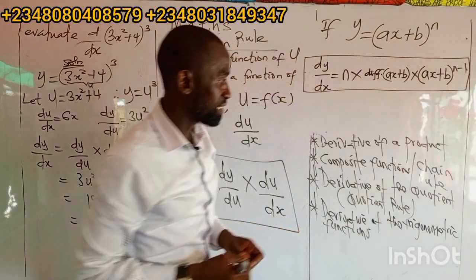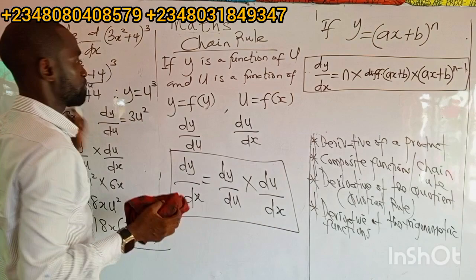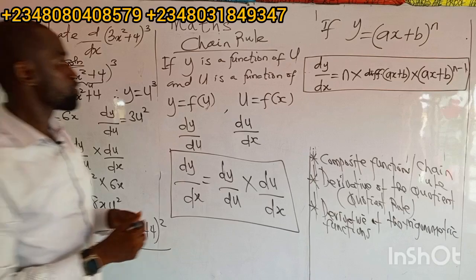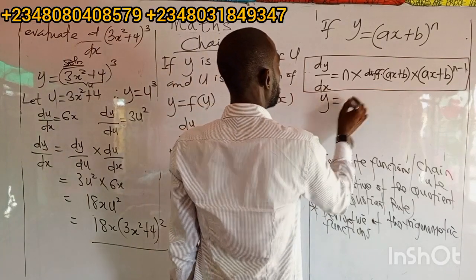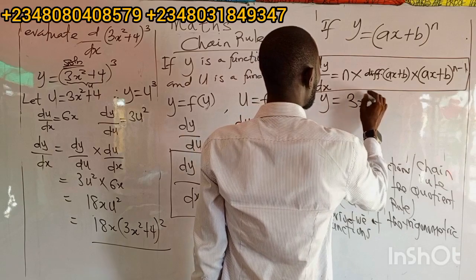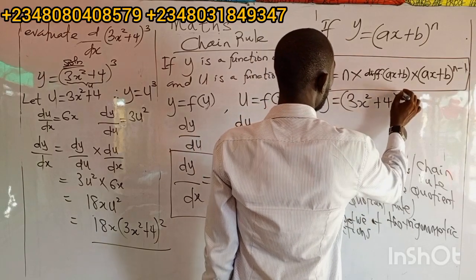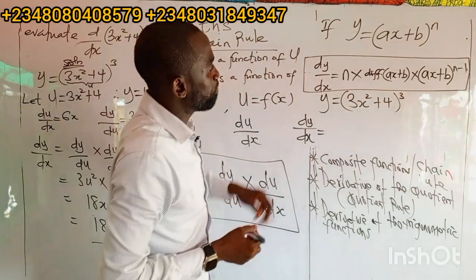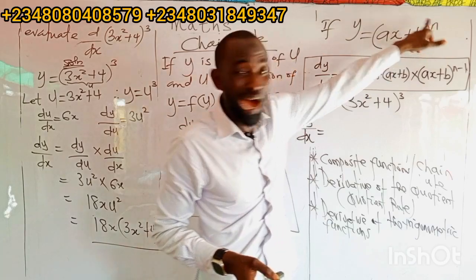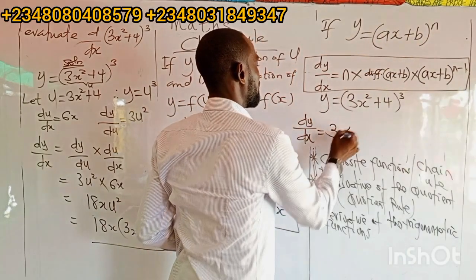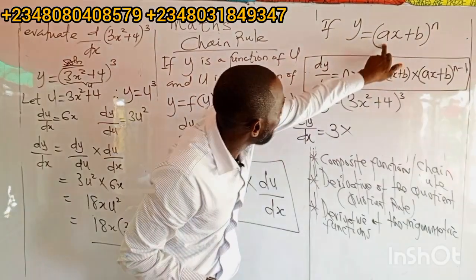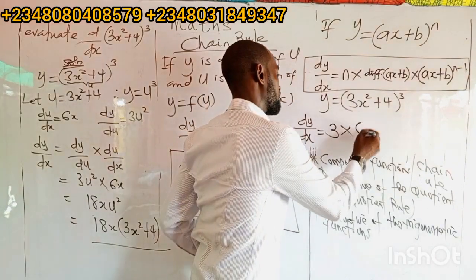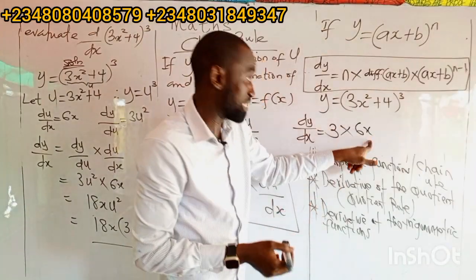So let me apply the formula to this question. It works. So what's the question? y equals (3x squared plus 4) raised to power 3. What's the process for dy/dx? I'll bring the power down, so I'll bring 3 down, times. I will differentiate what I have inside here, 3x squared plus 4. That will give us 6x.